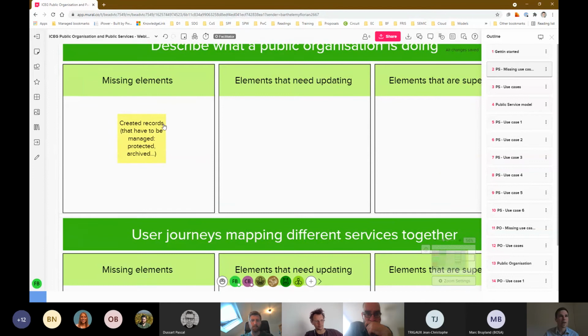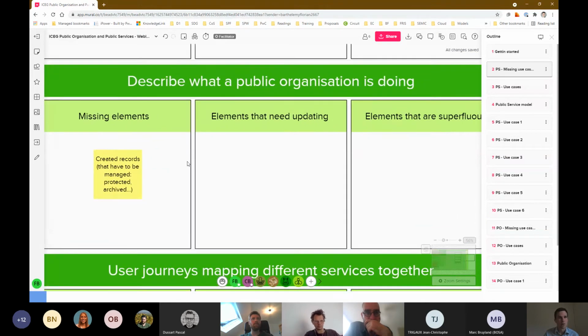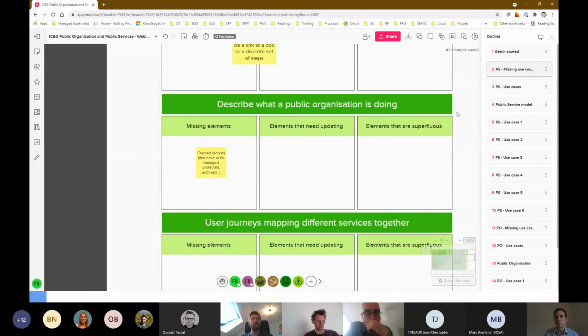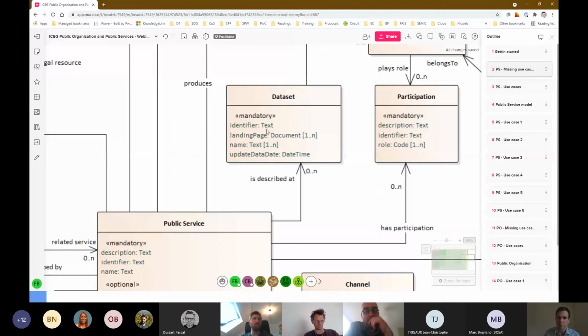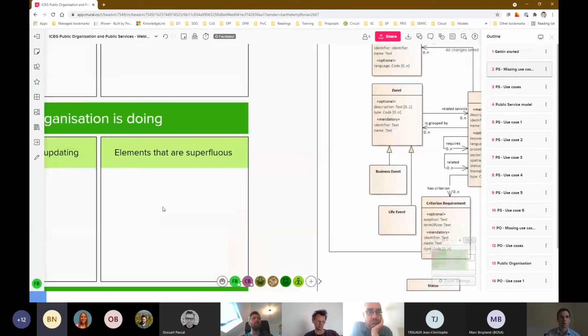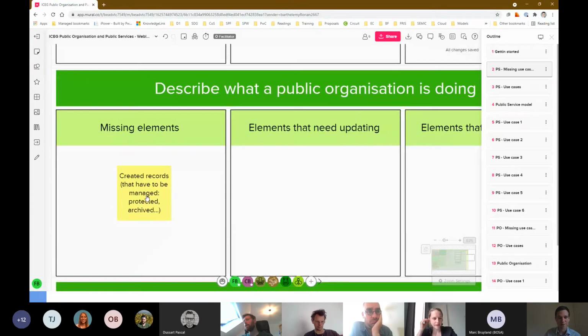Create records that have to be managed, protected, archived. Indeed, and yeah, in my understanding, this is normally covered by the dataset that we didn't use in the example, correct? But normally the record could be captured under the dataset or related to the dataset. The question is, indeed, what do we need to capture exactly about the records? I don't know who typed this one. Yes, I did. Thank you.